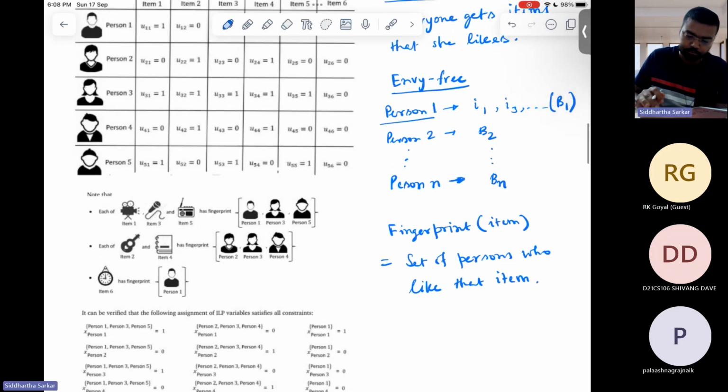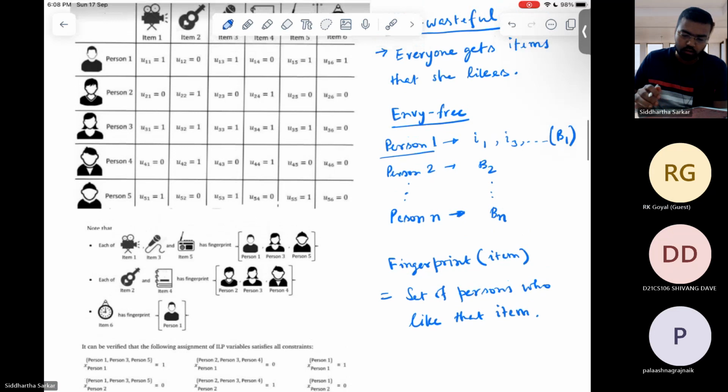So what about the quantity of the different items? If you give 5 copies of an item that a person likes, then that person derives a utility of 5. Every item is worth 1 utility. So if you give 5 items, that is utility 5.